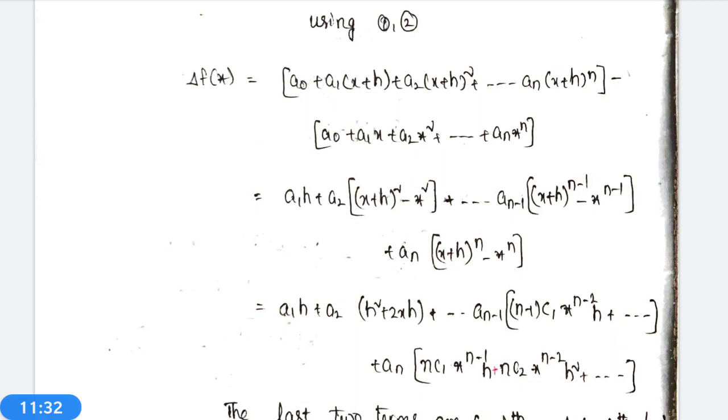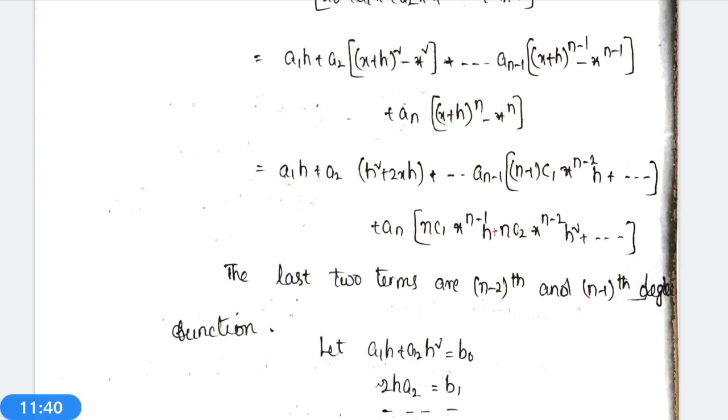This will give delta fx is equal to a1h plus a2 into h square plus 2hx plus a3 into x plus h whole cube minus x cube plus etc. plus an minus 1 into x plus h whole power n minus 1 minus x power n minus 1, plus last term an into nc1 into x power n minus 1 into h plus nc2 into x power n minus 2 into h square plus etc. This is the value of delta fx.